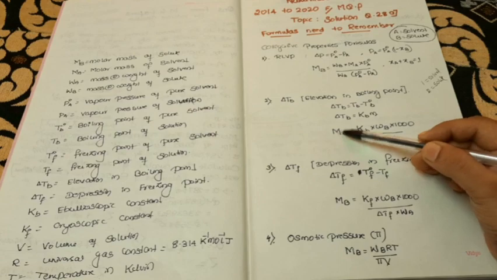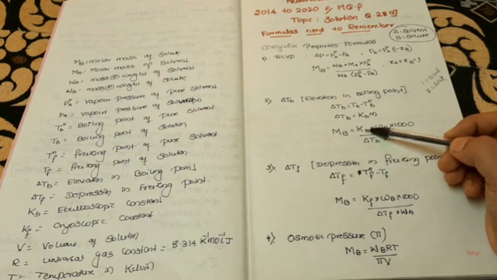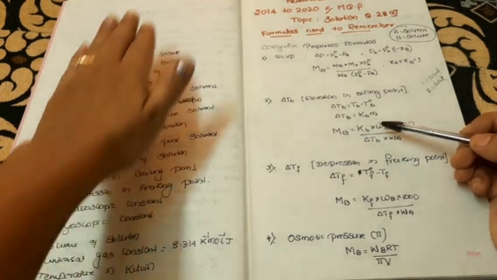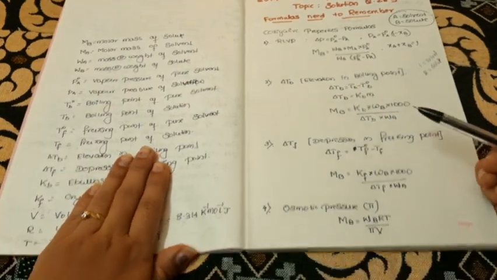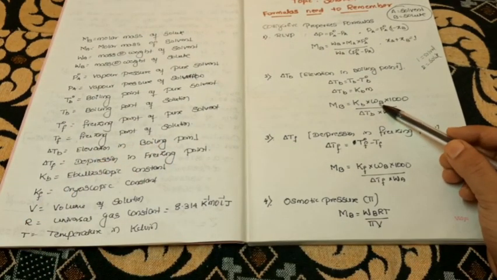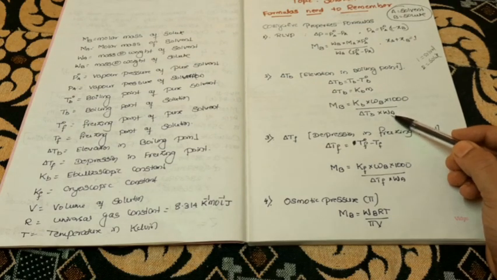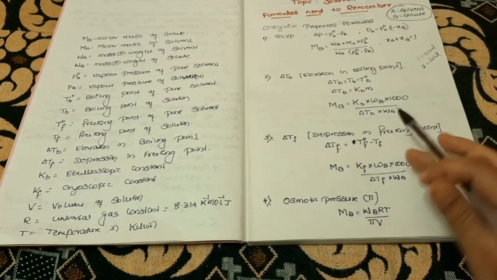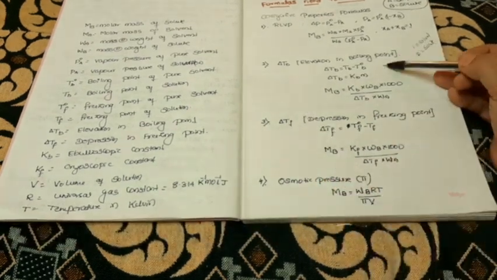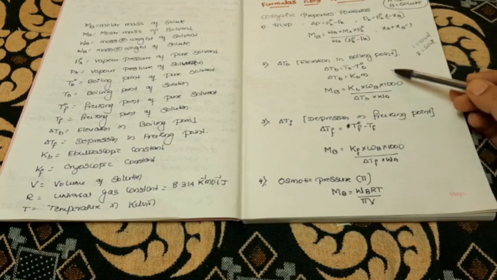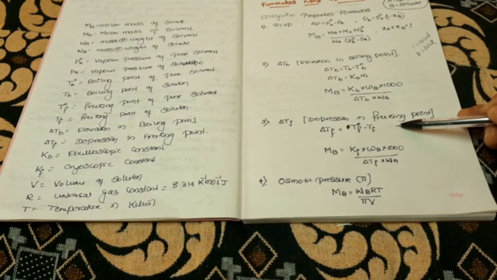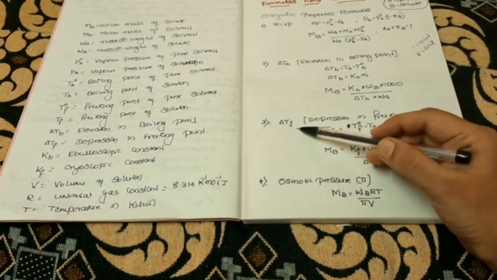So MB means molar mass of the solute. KB means ebullioscopic constant. I have mentioned over here, you can go through later. WB means weight of the solute. Delta TB is elevation in boiling point. WA means weight of the solvent. Next one. Remembering these two formulas is very easy, dear students. Why? I will explain this.